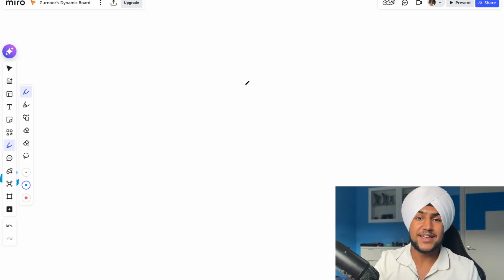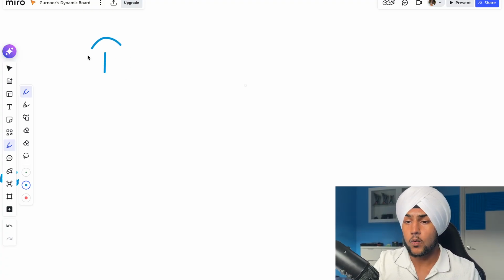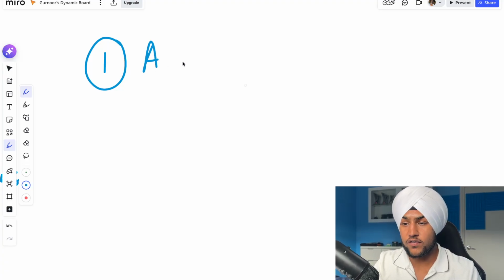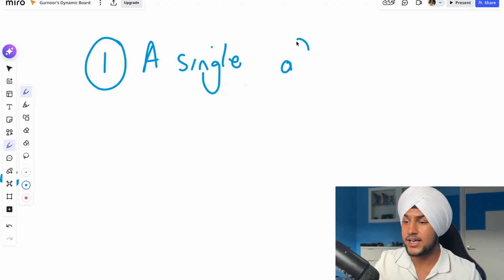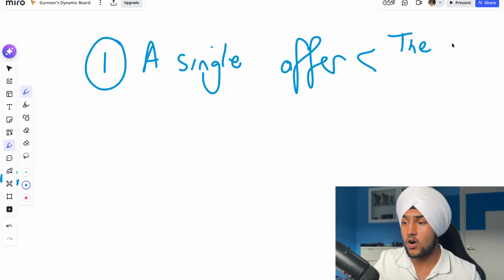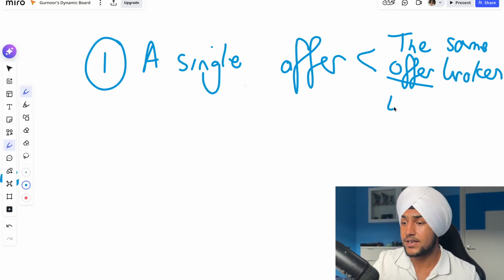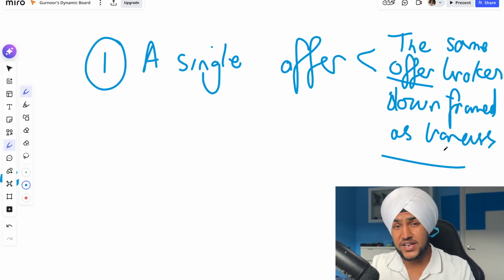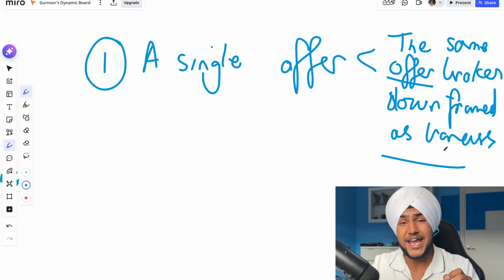So the first one is composition breakdown, okay? Basically, composition breakdown is the idea that a single offer is perceived as less valuable than the same offer broken down into its components and framed as bonuses, okay?